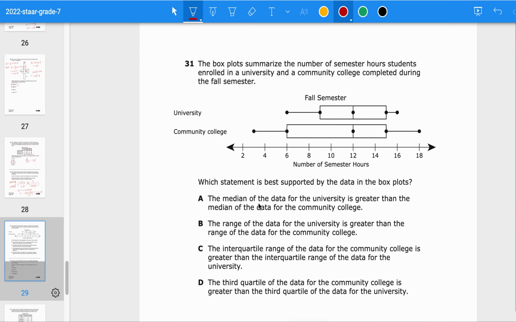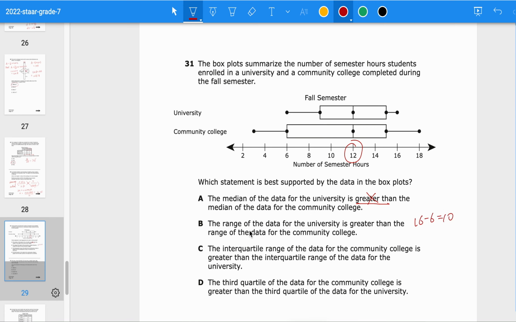The median of the data, the median of each of them is 12. So the median is the same. So this one said greater, that is wrong. B, the range of the data. So the range of the university is from 6 to 16. 16 minus 6 is 10.